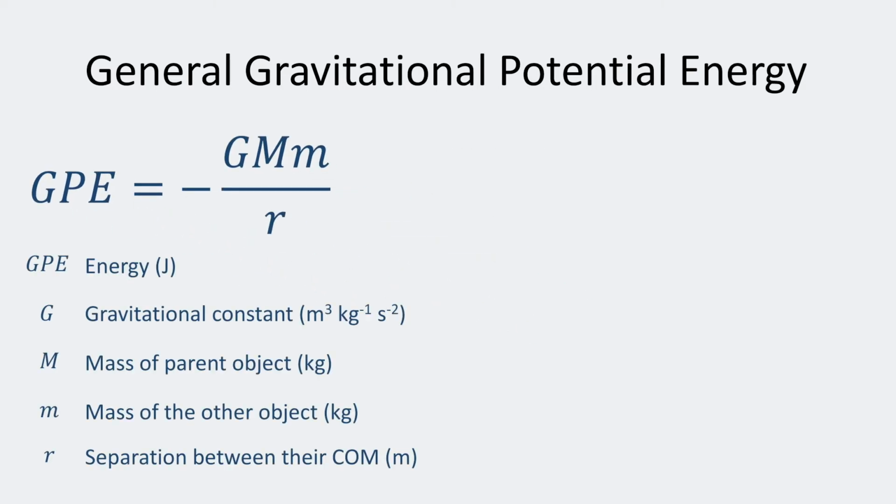The terms here are GPE, gravitational potential energy, given in joules. We have capital G, which is the gravitational constant. We have capital M, which is the mass of the parent object, like the planet. And we have lowercase m, which is the mass of the other object that we compare it to. And we also have R, which is the separation between their centers of mass. In this video, unless stated otherwise, the mass of the parent object will always be the Earth, and the mass of the other object, which we compare it to, will be James.